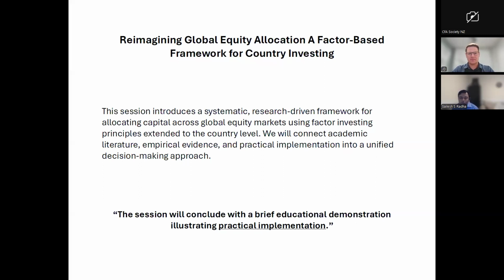Today, I'd like to walk through a simple but important idea: that global equity investing is undergoing a structural shift, and that this shift requires us to rethink how we allocate capital across countries. What I will try to do here is connect academic research, empirical evidence, and a practical framework into one coherent way of thinking. The crux of this presentation boils down to a workshop or demo, an educational demonstration of how we apply this new framework practically: systematic, factor-based country allocation. How do we do it systematically?